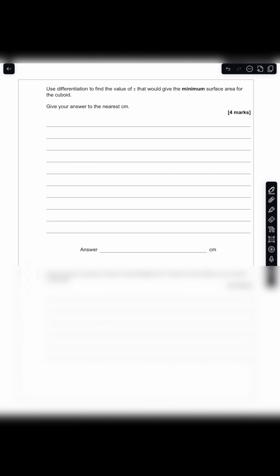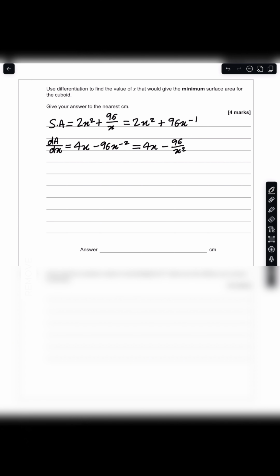Use differentiation to find the value of x that would give the minimum surface area for the cuboid. So if we write our answer from the previous question in a different form, we can get 2x squared plus 96x to the power of minus 1, and differentiating this with respect to x gives us 4x minus 96x to the power of minus 2, and that's the same as 4x minus 96 all over x squared.